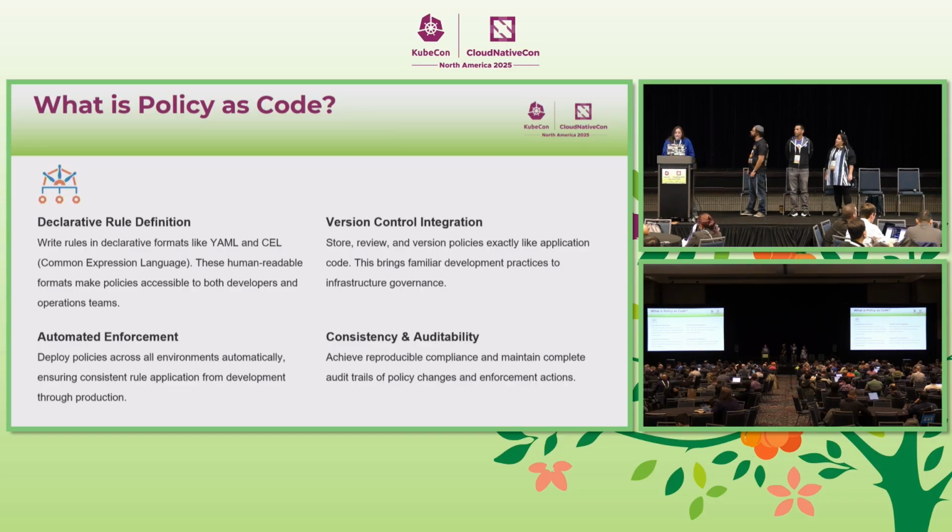Quickly, what is policy as code? Policy as code is a way to leverage policies in the same way that you do with code. So it gives you declarative rule definition. It allows you to write your policies in a format that's easily readable by humans. It makes it much more accessible for your developers and your operations teams to be able to use them and understand the power that's coming from them, and have actionable ways to make things better and more compliant.